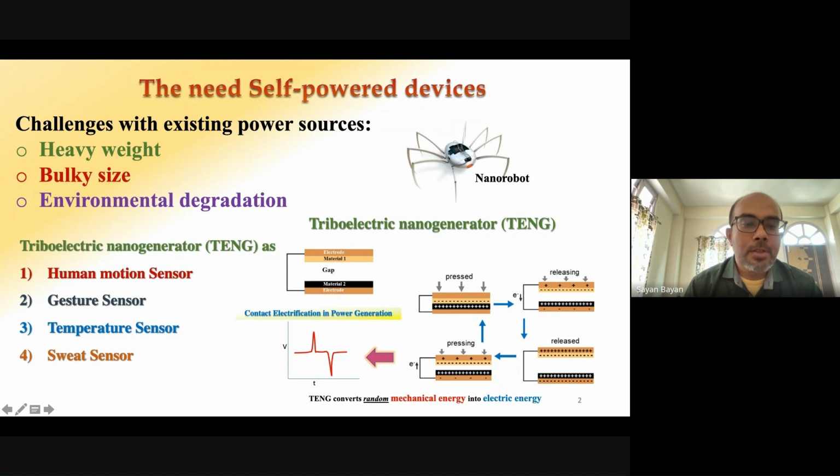So using the concept of the triboelectric nanogenerator, we are developing human motion sensors, gesture sensors, temperature sensors, and sweat sensors, because these nanogenerators are largely dependent on the extent of contact, how much pressure you are applying, and what the environment is, that means the temperature or any exposure to chemical species, etc.